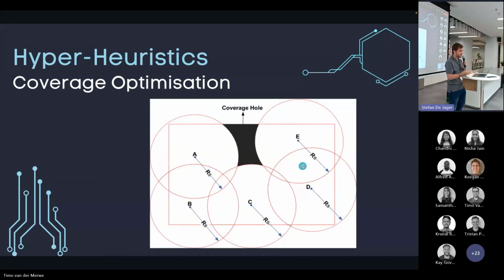Another sort of problem is optimizing coverage. So let's say you have a very large factory and you would like to have Wi-Fi access at every point in this factory, but you'd also like to use the fewest number of Wi-Fi routers that you can. So we could use a hyper-heuristic to find out where we can place our Wi-Fi routers so that we can get the maximum amount of coverage possible from as few Wi-Fi routers as we can.